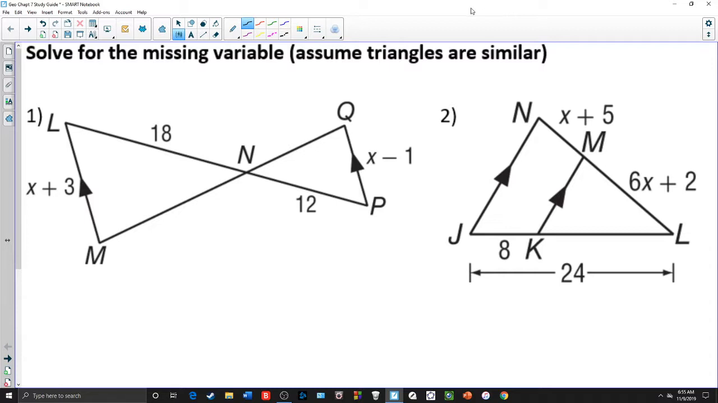So we're going to be going over the study guide for the Chapter 7 quiz, which is on similar triangles and parallel lines that cut transversals into similar proportions. So for number one here, we have two triangles. Now it says assume the triangles are similar.